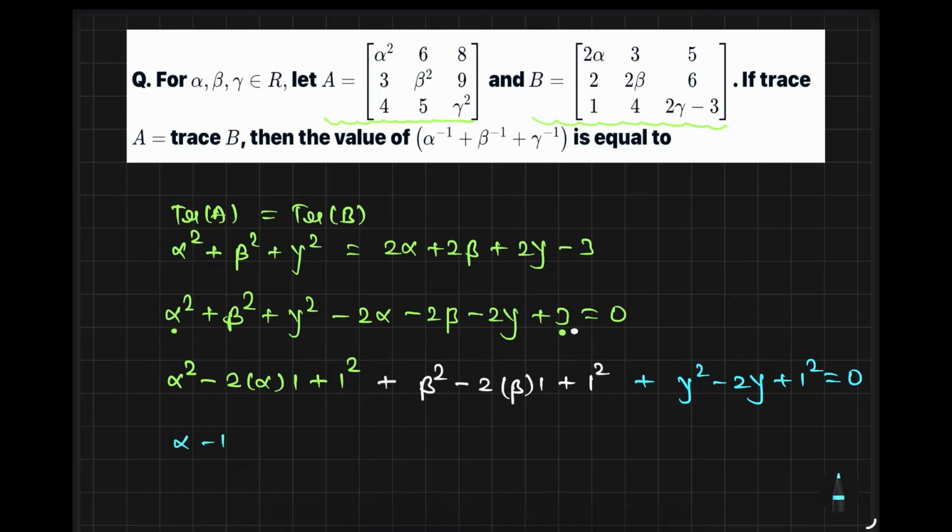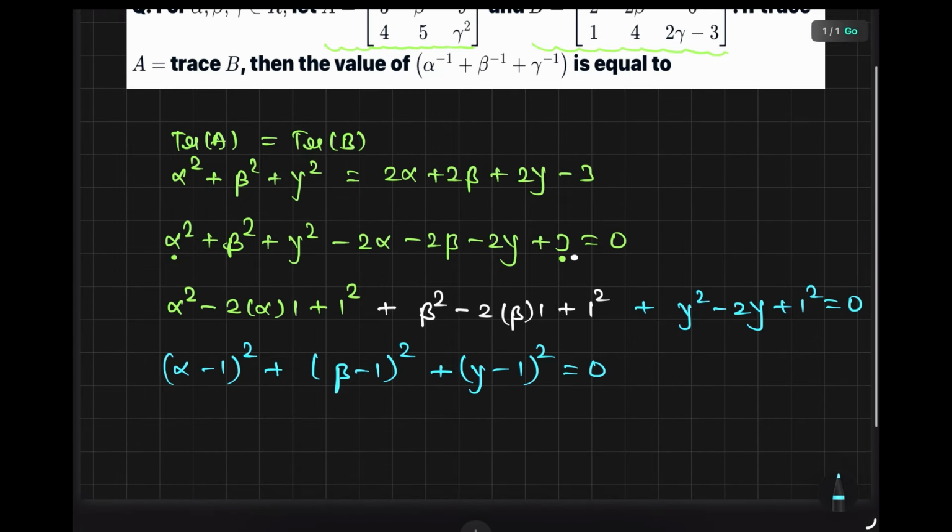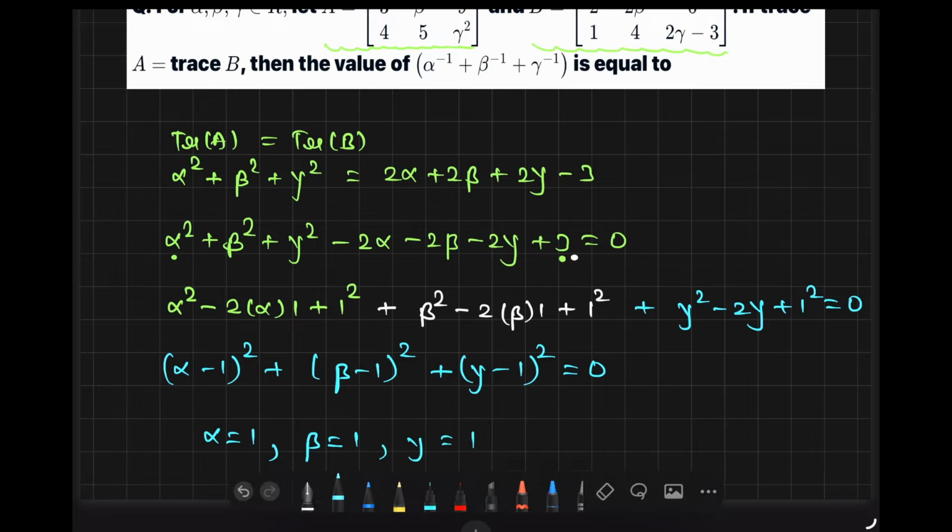Now can I write alpha minus 1 whole square plus beta minus 1 whole square plus gamma minus 1 whole square equals 0? Now you know that something square plus something square plus something square equal to 0, and you also know that square of anything is greater than or equal to 0. So this situation will be true only if this is 0 square, this is 0 square, this is 0 square. This means if alpha minus 1 is 0, then alpha is 1, beta is 1, and gamma is 1.